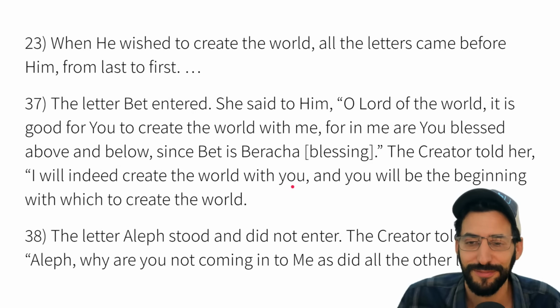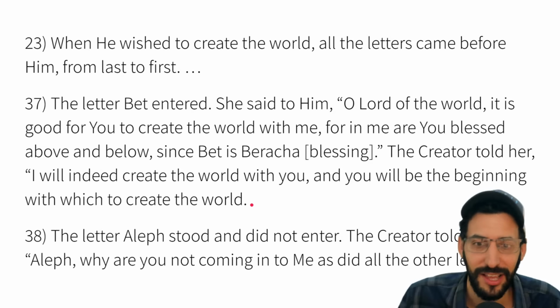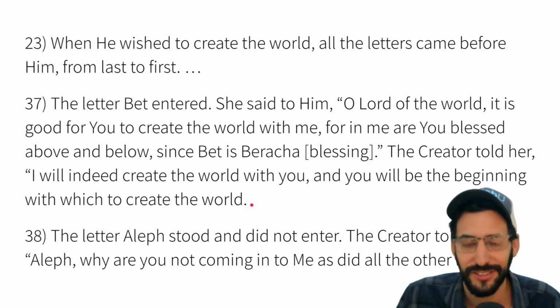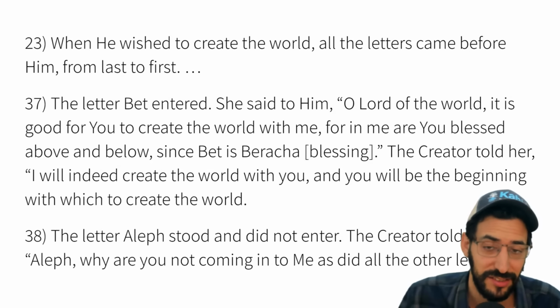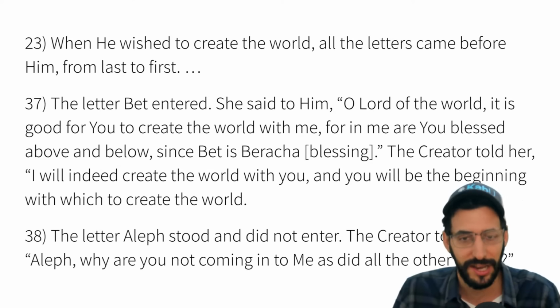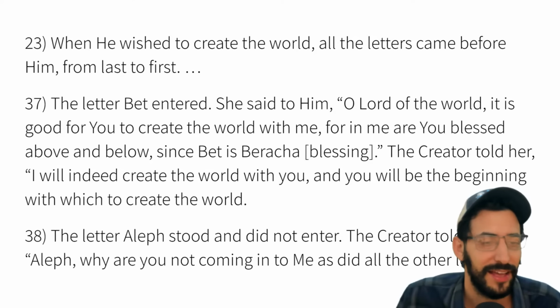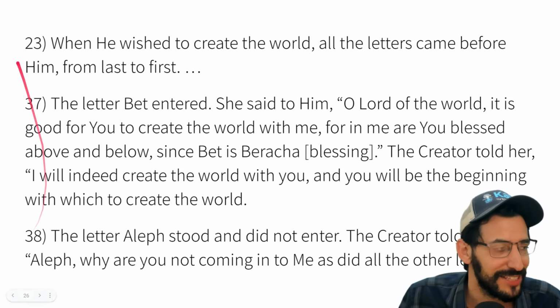So I already kind of ruined the suspense, because in the whole article, every letter tries to convince the Creator to create the world with that letter, and Bet is the second last in this article, because it's the second letter from the beginning, which in the correction is the second last. And the Creator agreed to create the world with the letter Bet. So that's what's written about Bet.